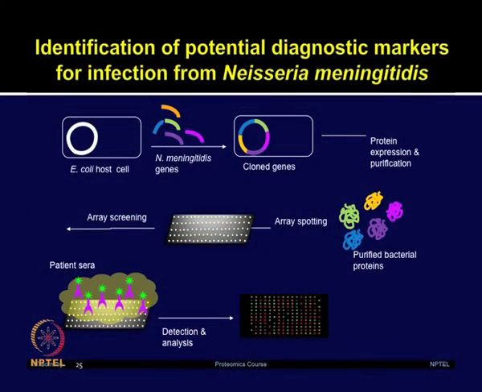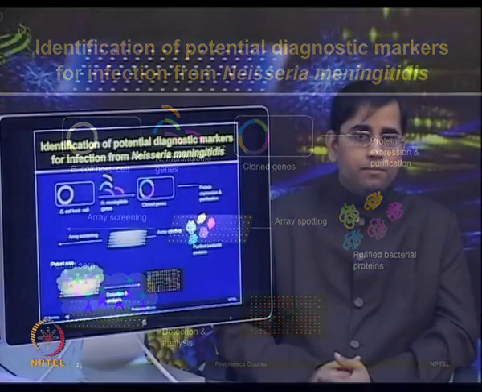So, in this study, authors first amplified all the 102 known phase variable genes obtained from the Neisseria meningitidis and expressed and purified these proteins in the heterologous system in Escherichia coli. They were able to purify 67 recombinant proteins, because not all the clones were able to produce the proteins. So, 67 were successful, and these were further used to generate the protein microarrays.